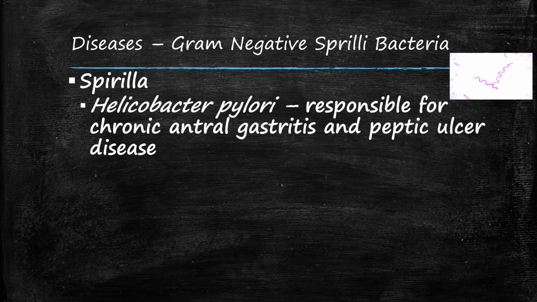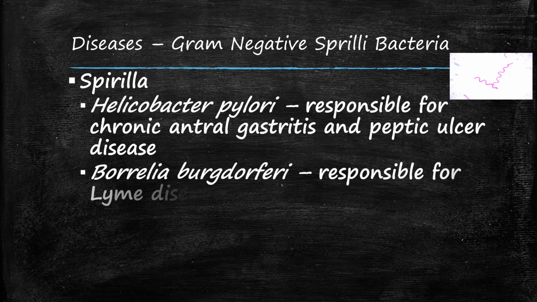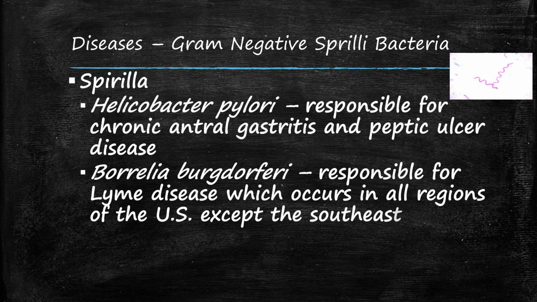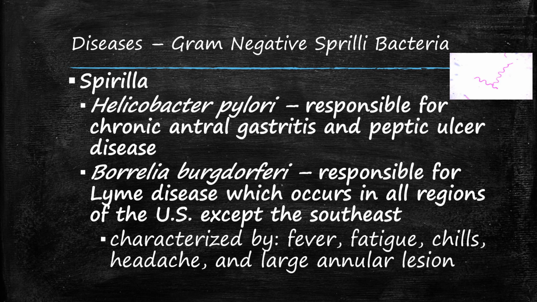We have the Helicobacter pylori, which is responsible for chronic antral gastritis and peptic ulcer disease. So sometimes you'll see that in lab reports. We know that it's probably peptic ulcer disease caused by the Helicobacter pylori. And then we have Borrelia, which is responsible for Lyme disease, which occurs in all regions of the United States except for the southeast region. Very important that we know about Lyme disease. Lyme disease is characterized by fever, fatigue, chills, headache, and a large annular lesion, which helps with the identification.